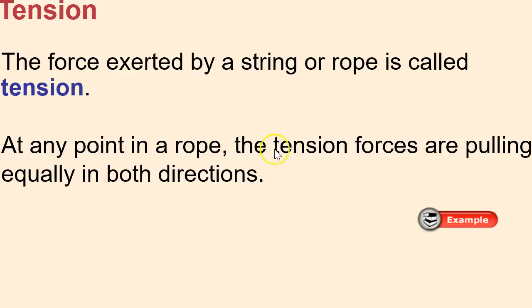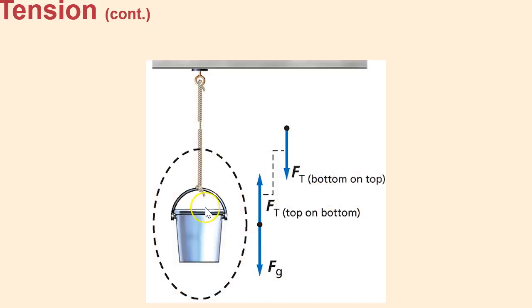At the end of the rope there's a tension. Forces are pulling equally in both directions, in fact, for any point on the rope. So for instance, if we're looking at this bucket, we have this rope connecting here. First of all, we could do a free body diagram for the bucket. The bucket's the dot in the middle. We have a tension up exerted by the rope. We have Fg pulling down.